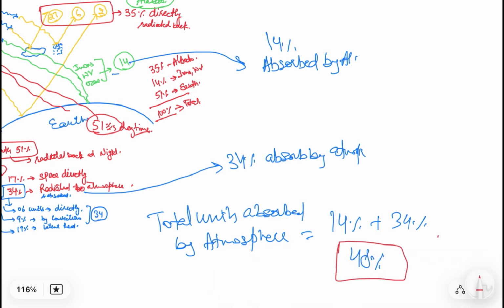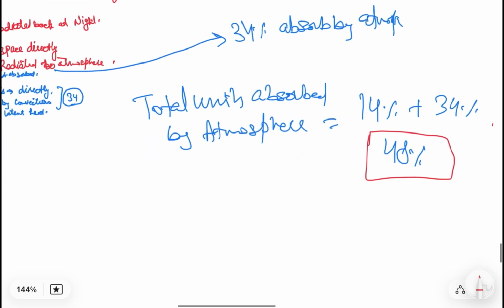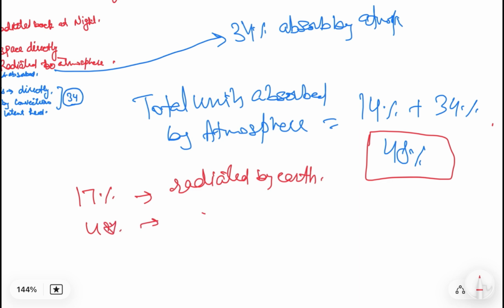Thus the total radiation returning from the earth and the atmosphere is these 48 units. 35% is the albedo of the earth. So now 17% is radiated by the earth and 48% is by the atmosphere. In total it is 65%.